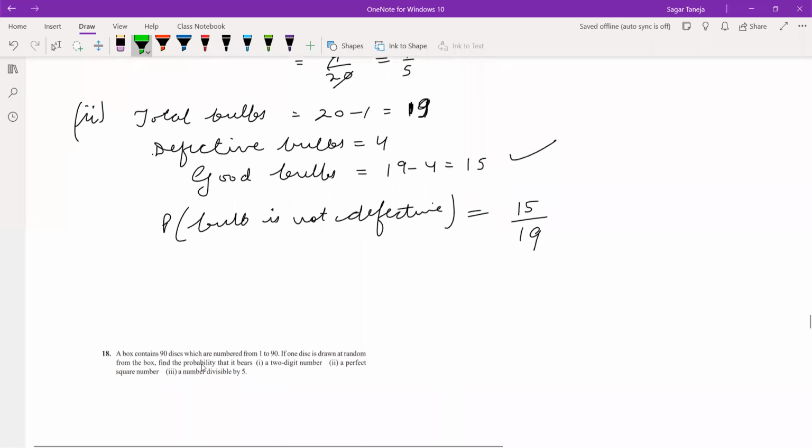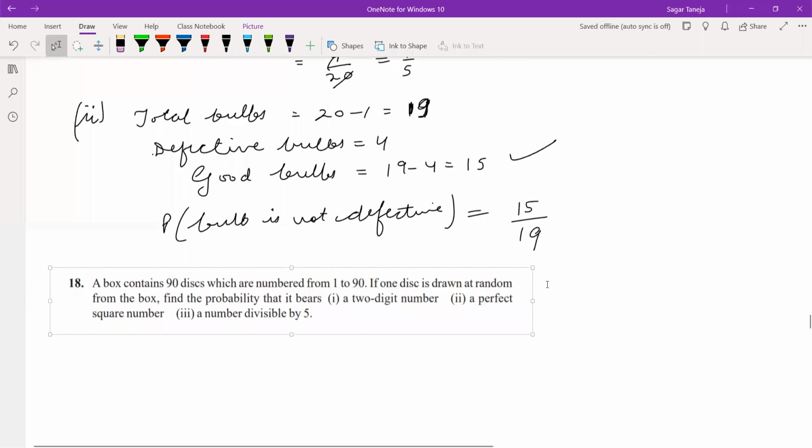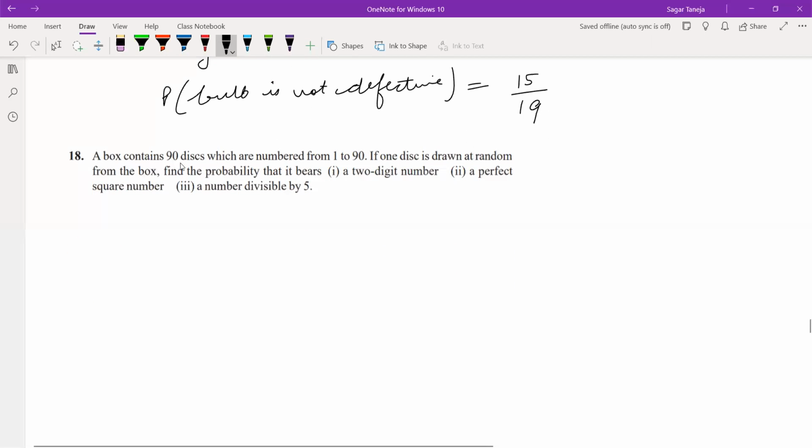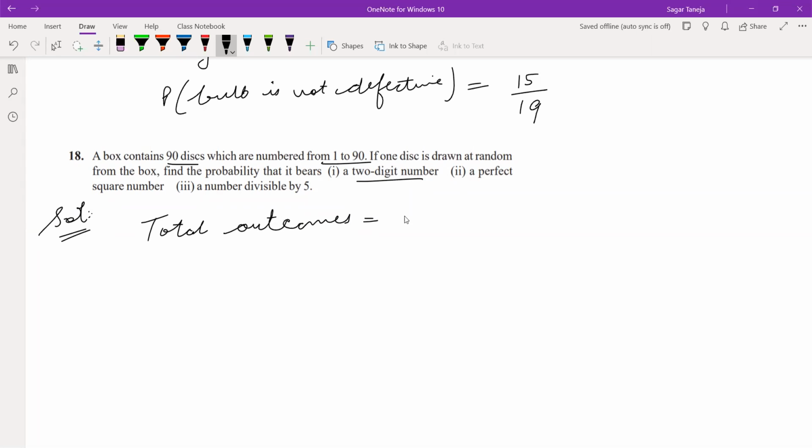Now the next. A box contains 90 discs, which are numbered from 1 to 90. Okay, so in each and every disc, a different number is written from 1 to 90. So if one disc is drawn at random from the box, then what is the probability that it bears a two-digit number? Okay, then let us start with this. So total outcomes are 90.